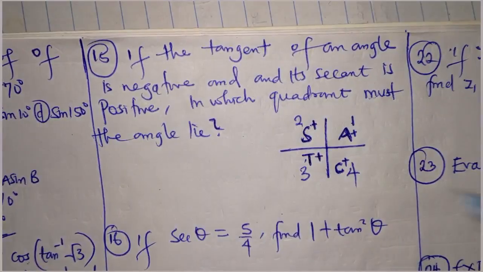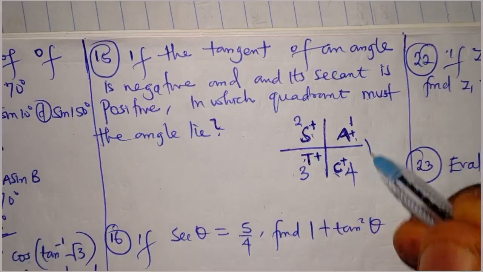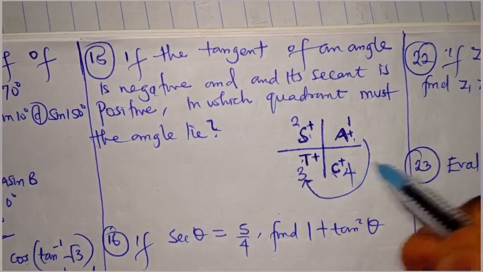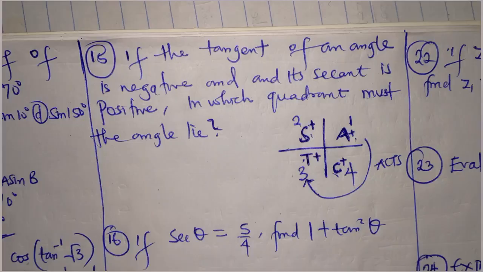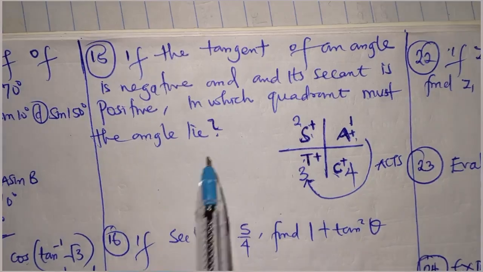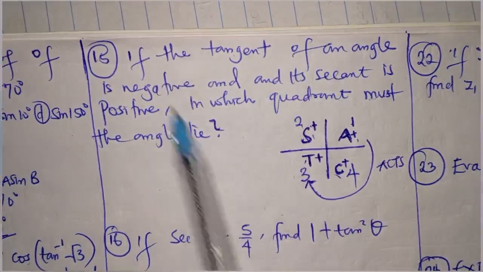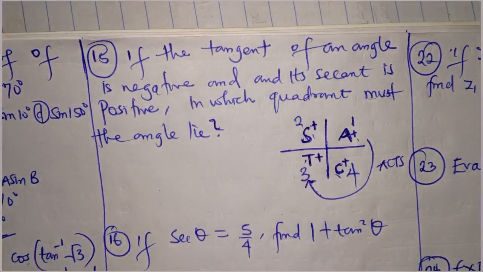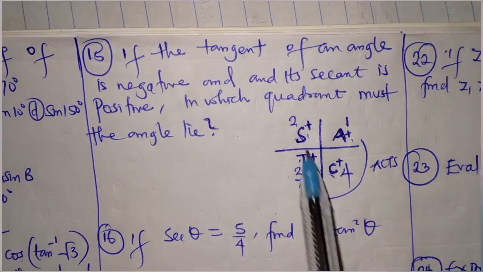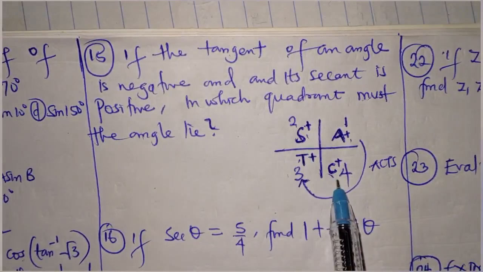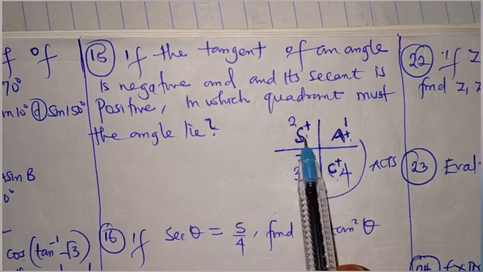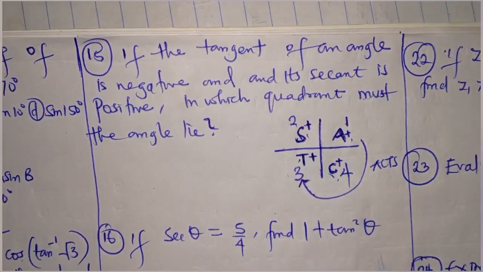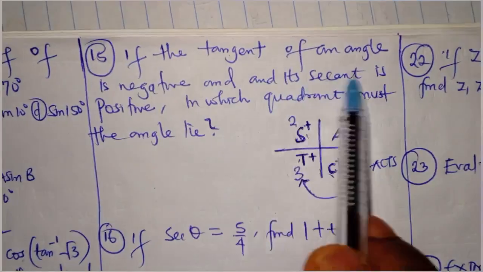So there is actually a mnemonic for it, ACTS. If you are going in the clockwise direction, that's ACTS. You can easily remember ACTS. Alright, let's go back to the question. It says, the tangent of an angle is negative. First of all, in which quadrant is tangent negative? The tangent is negative in the second and the fourth quadrant, and it is positive in the first and the third quadrant. So tangent is negative here and also negative here. Okay. The secant of the angle is positive.